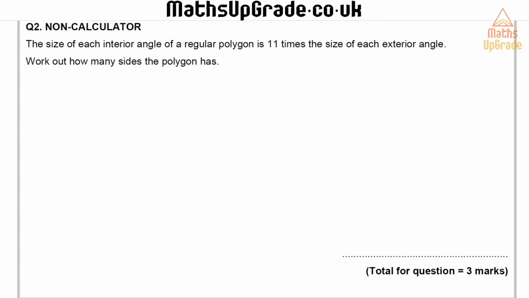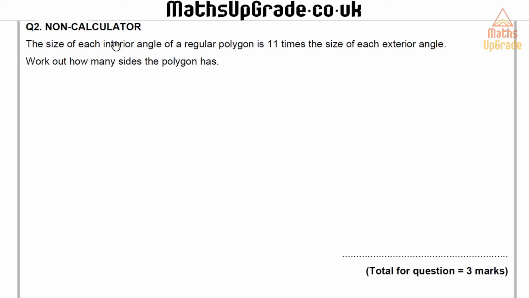Okay, so question 2 states that the size of each interior angle, so inside angle, of a regular polygon is 11 times the size of each exterior angle, the angle outside. Work out how many sides the polygon has. Okay, so for this question, I'd underline the word interior, and I'd underline the fact that it's 11 times the size of each exterior angle.